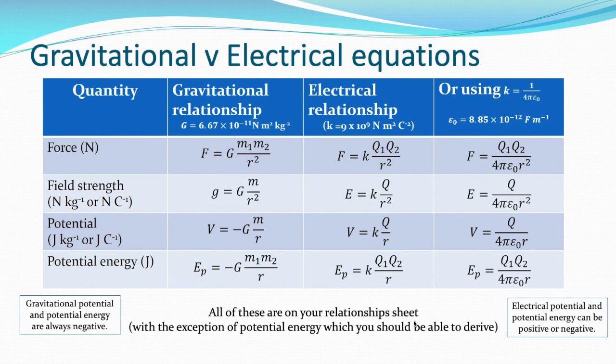There's all the relationships again. Don't forget they're all on your relationship sheet. Just make sure you're familiar with the quantities, with the symbols for the quantities, and with the units and the abbreviations of those units for each quantity as well. And gravitational potential and potential energy are always negative. Remember, you have to do work to get up and out of the field. Electrical potential and potential energy can be either positive or negative. It depends on the sign of the charge that's producing the electric field. That's it. See you in the next one.